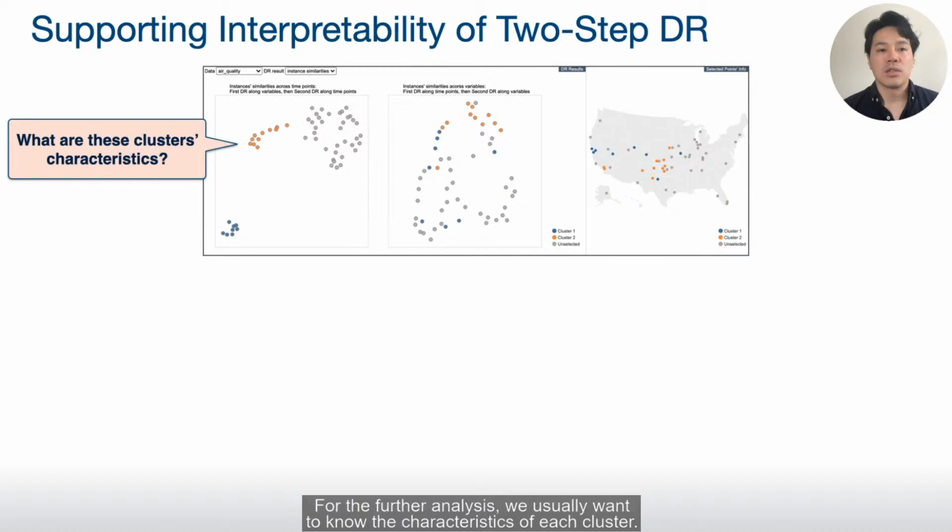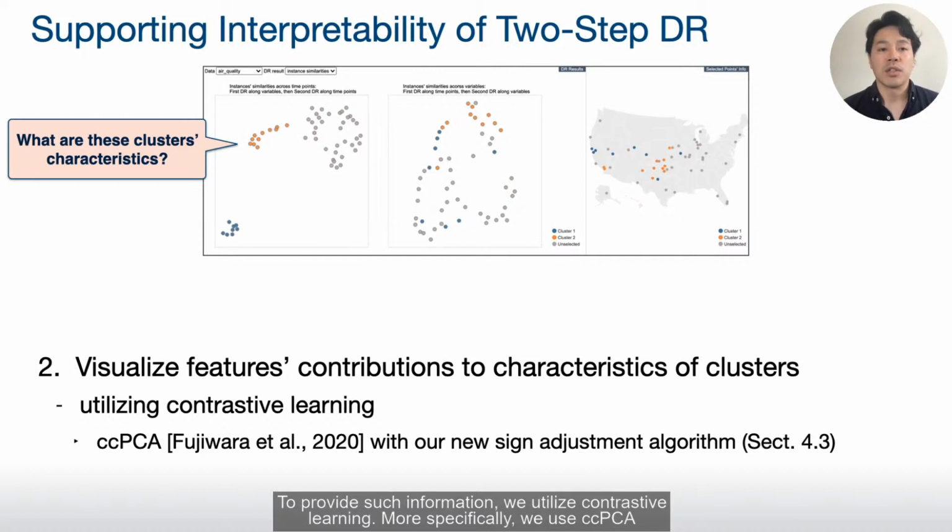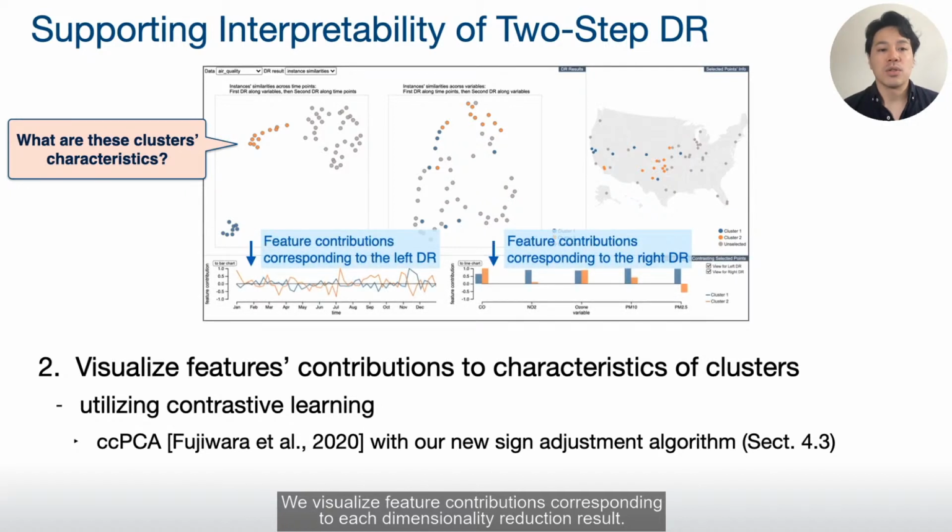For further analysis, we usually want to know the characteristics of each cluster. To support this task, we visualize the feature contributions to characteristics of each cluster. To provide such information, we utilize contrastive learning. More specifically, we use CCPCA with our new sign adjustment algorithm. Please refer to our paper for more details. We visualize feature contributions corresponding to each dimensionality reduction result.